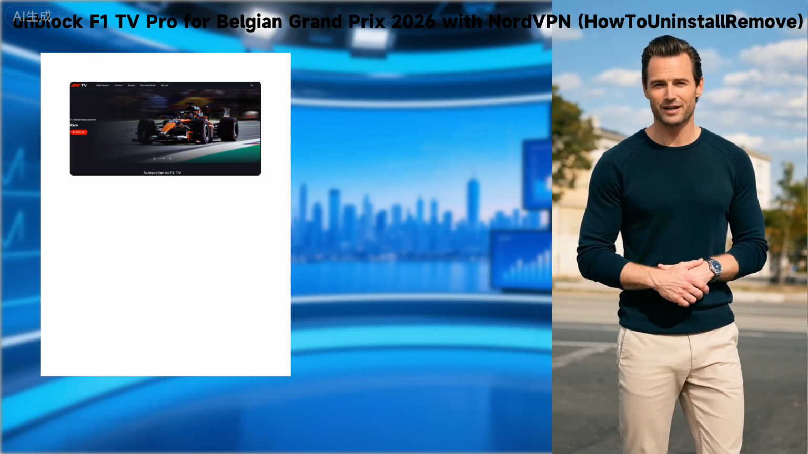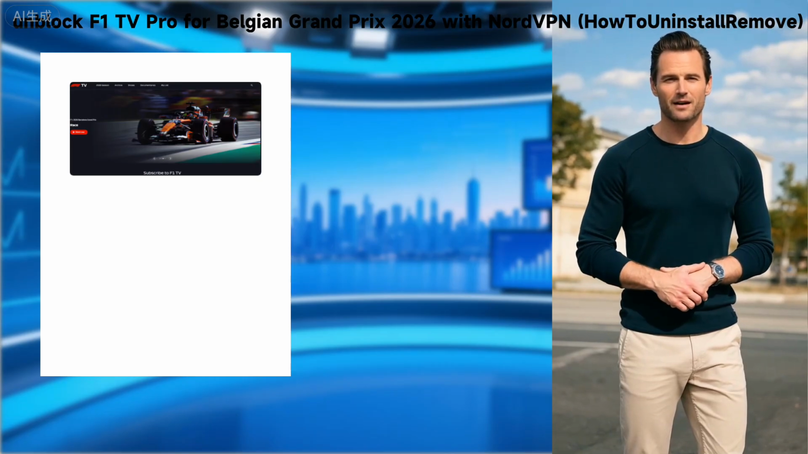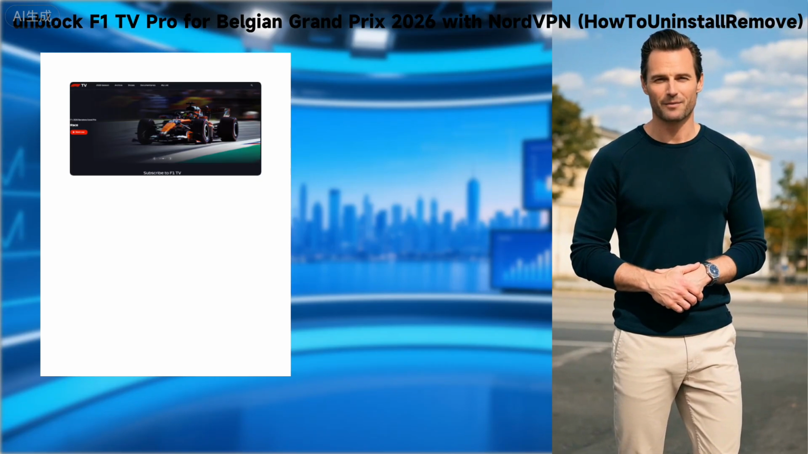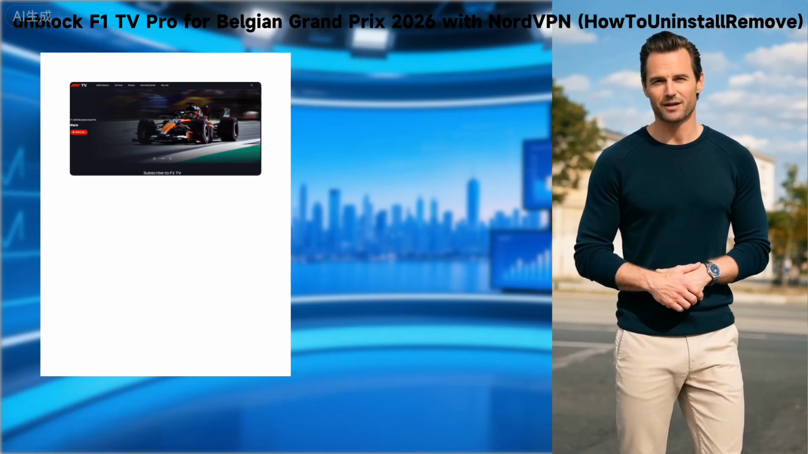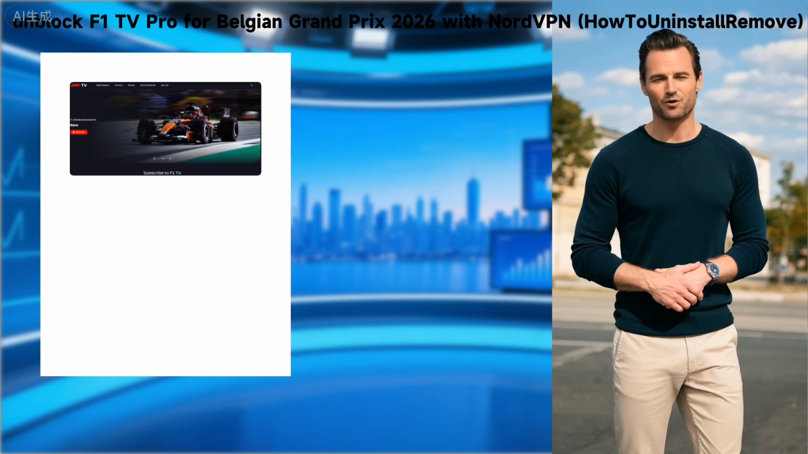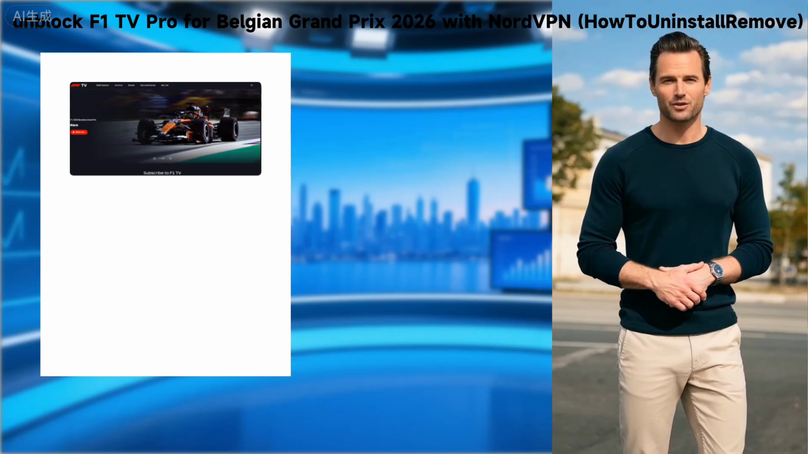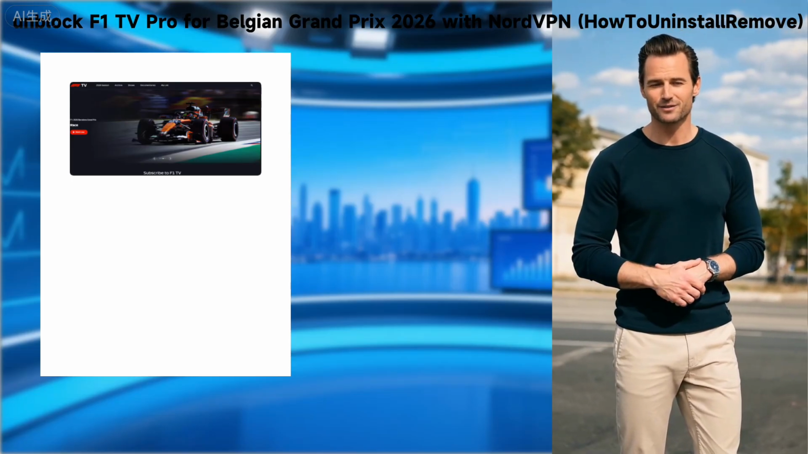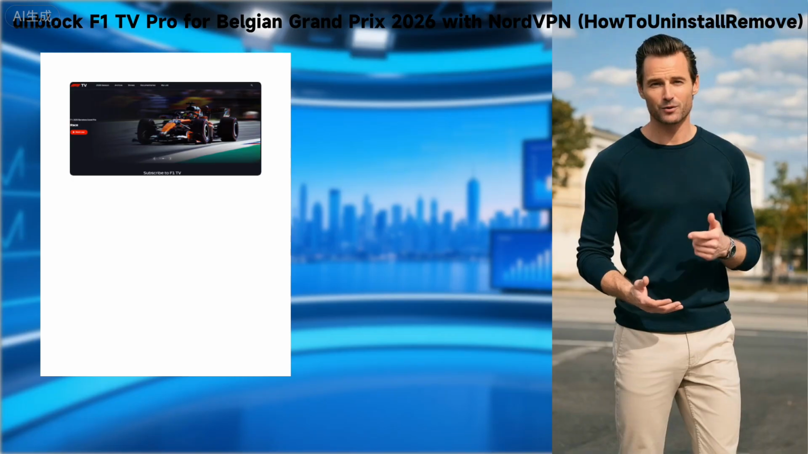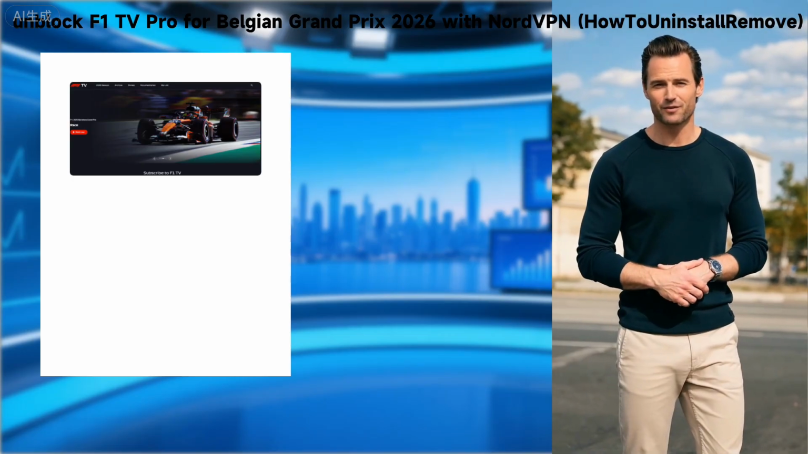2. Choose a supported country. Use a country where F1 TV Pro is sold. Common reliable choices: Netherlands, Belgium, Poland, or another EU country. 3. Connect NordVPN. Open NordVPN and connect to a server in your chosen country, preferably Netherlands or Belgium. Use a recently tested or optimized streaming server if available.